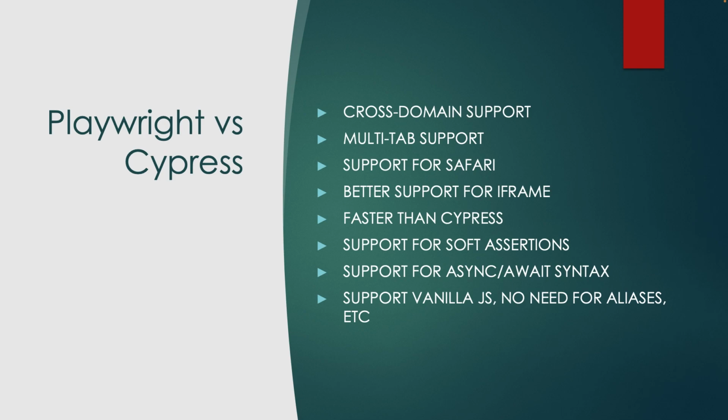Also, as I mentioned, Playwright has support for async await syntax, which I personally think is better. It's easier to read compared to promise-like syntax like Cypress has. In addition to that, Playwright supports vanilla JavaScript, while Cypress has its own APIs. So if you want, for example, to store some variable for later use in your test, in Playwright you can just use plain JavaScript code using the var or const keyword. In Cypress, you need to use their own APIs, aliases, and other APIs.